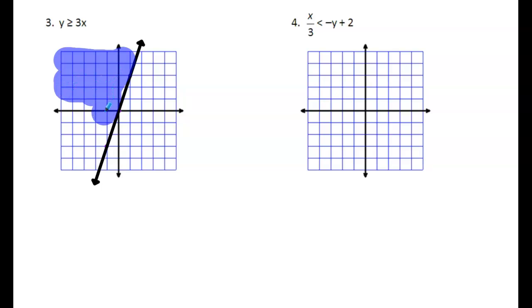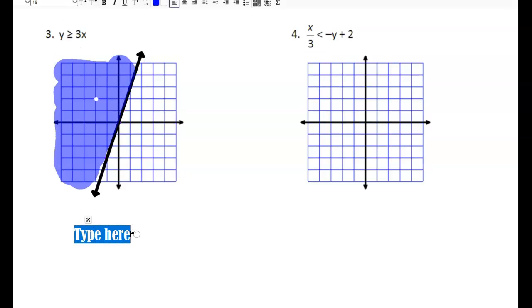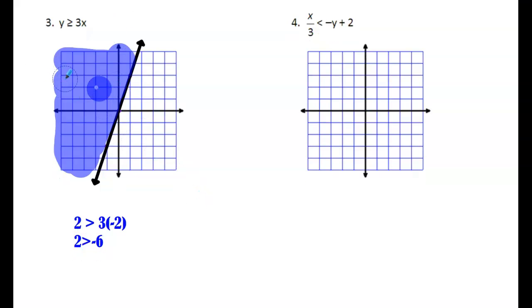And again, you could have checked this. Now this time you cannot check it with 0, 0 because 0, 0 is on the line, so that doesn't help me determine where to shade. So maybe I want to make my test point -2, 2. So what you would do is plug in a +2 for y, and then you'd plug in a -2 for x. And I see that 2 is in fact greater than -2, so therefore my test point is true, so that means my shading is correct.